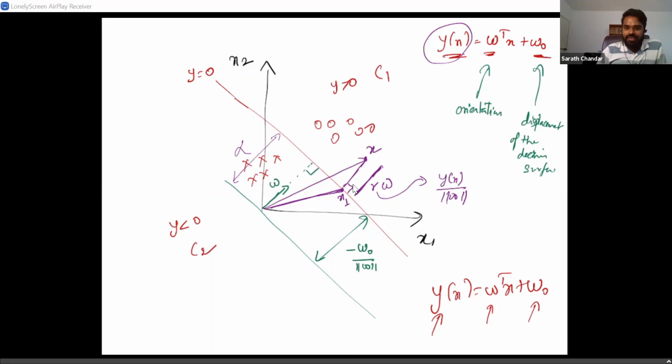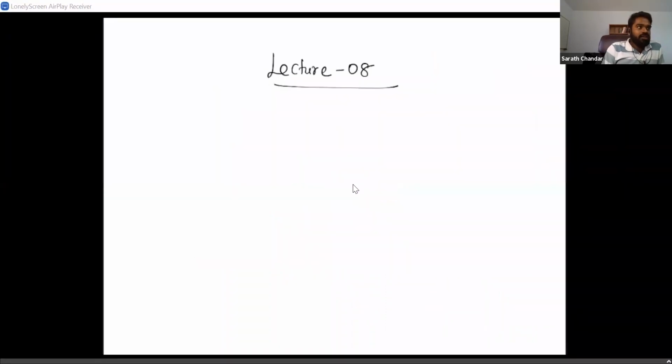And then y of x, which is a value or a score for x, tells you a signed value of how far this data point x is from the decision surface. So this is the summary of what we have seen about linear decision surfaces in the case of a 2-class classification problem. Now in today's lecture, as a first step, we are going to extend these intuitions to the multiple class setting.